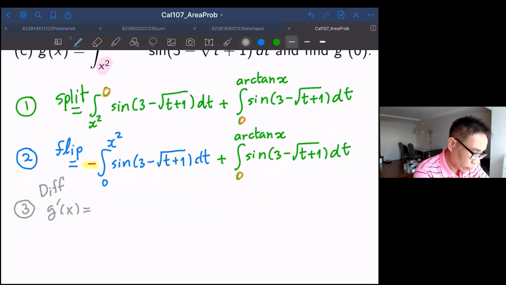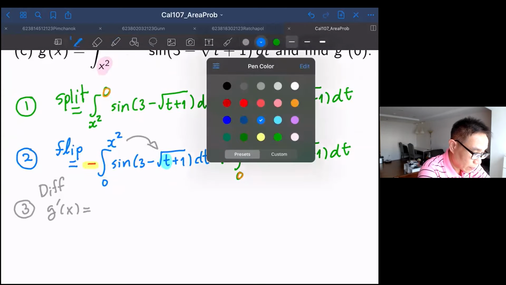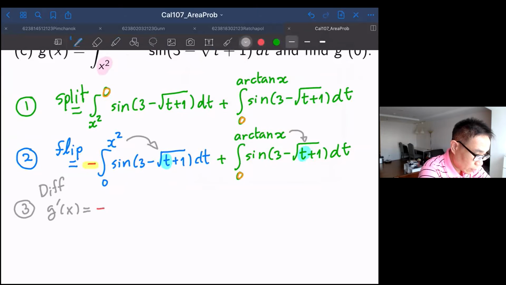You see that you have two terms to differentiate, so you may differentiate term by term. You just plug in t with x squared and t with arctan x. So for this one, you have your t, and it's going to be negative psi 3 minus square root x squared plus 1.